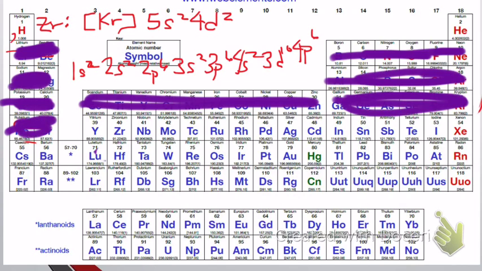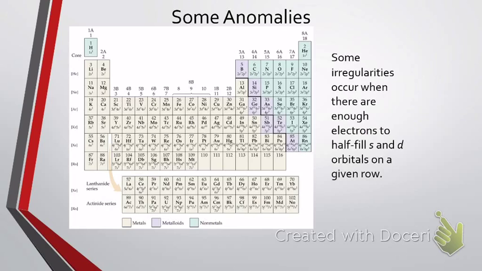Whoops, if I switch. We have 5s2 to get rid of those two. And then we have 1, 2 more until we get to zirconium. So that'd be 4, because remember it's one lower, 4d2. So that's the longhand form of the electron configuration.